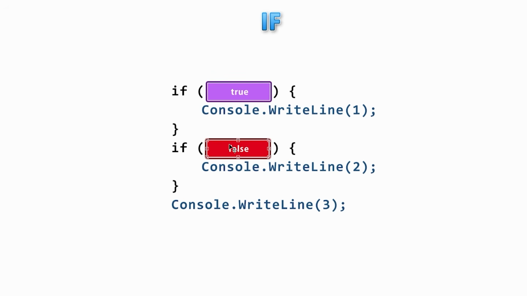Then we can use these conditions inside an if. The if has a condition and then a code block. And if the condition is true, then it is going to execute this code block. And if it is false, then it does not execute this code block.